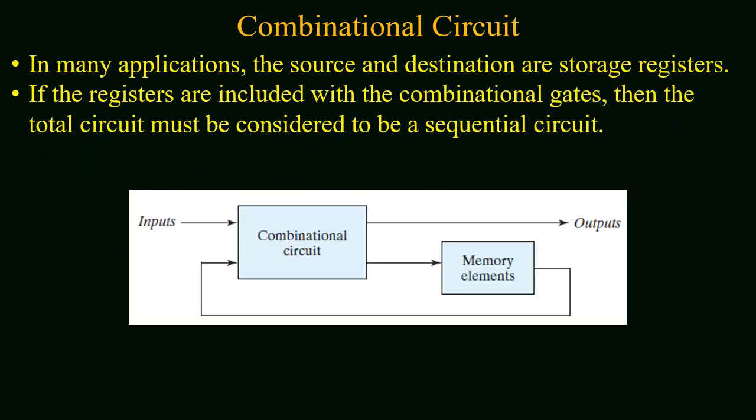In many applications, the source and destination are storage registers. If registers are included with the combinational circuit, then the total circuit must be considered to be a sequential circuit. Or as we have defined earlier, the output of a sequential circuit is dependent on present input and previous output, where the previous output is stored in the memory element or the register. So if you find any combinational circuit having some memory elements involved, then this will be a sequential circuit.